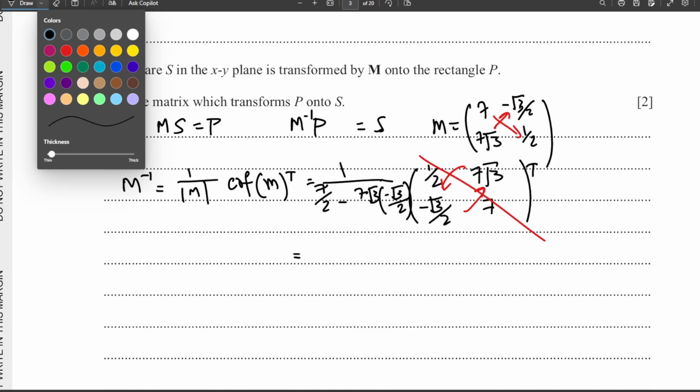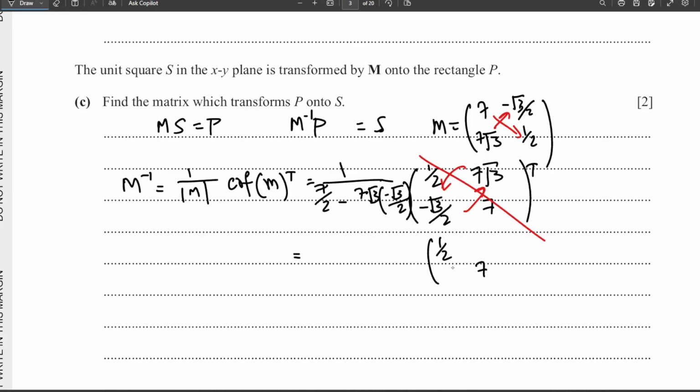So this is for the 2 by 2 matrix, but if you have a 3 by 3 or 4 by 4, the steps are still the same. So that's why I prefer to just understand the general method instead of just taking the 2 by 2 matrix formula, right? So this is the general one. So we keep the diagonal the same. So half, 7, but we swap this one, 7 square root 3, negative square root 3 over 2. That's the transposed cofactor matrix.